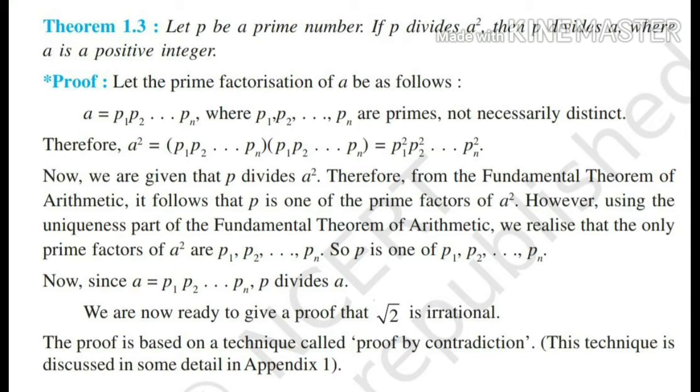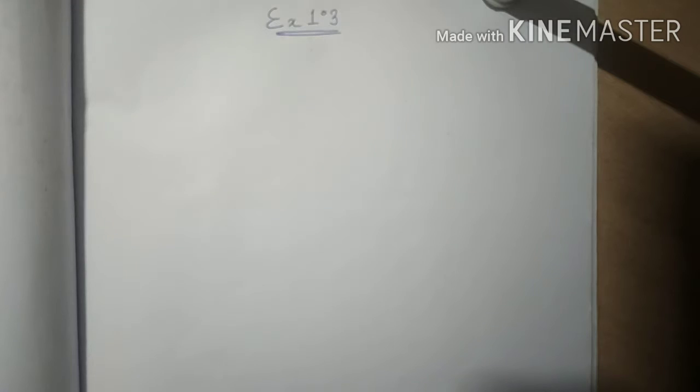right? Because a square means double of every factor of a. So if p divides a square, that means p will divide a also. So using this property, we can prove a number as irrational. So let's now start exercise 1.3.